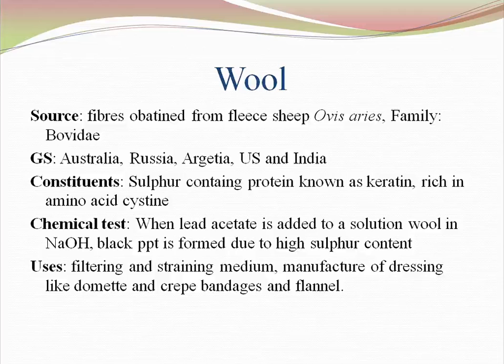Let me say one thing in this regard. Silk does not contain sulfur and wool contains sulfur. So to differentiate between wool fiber and silk fiber, we have to do the lead acetate test. Mainly wool is used as a filtering and straining medium, and in the manufacturing of dressings like domette and crepe bandages and flannel.